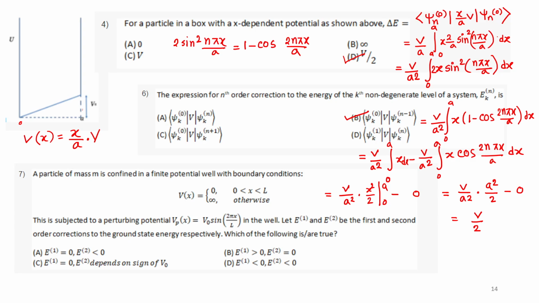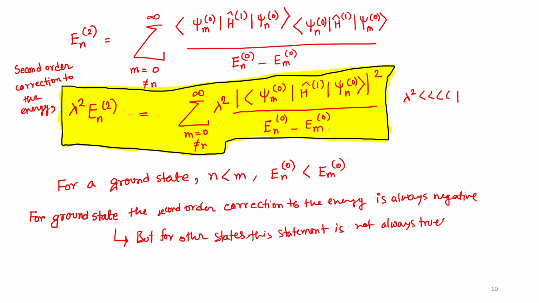Let E1 and E2 be the first and second order correction to the ground state energy respectively. Which of the following is or are true? See, we need to see the first and second order correction to the ground state energy. I have discussed earlier that for second order correction to the ground state, let me highlight it once.